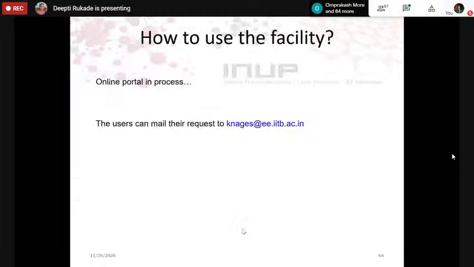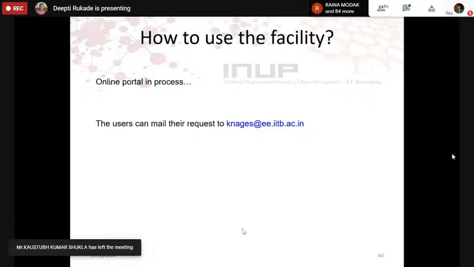Now, how to use the facility? We are in the process of building an online portal to use the facility. Till then, we have our program manager, Dr. Nageshwari, who is in charge of how to use the facility. You can send your request to her email ID and we'll take it from there.